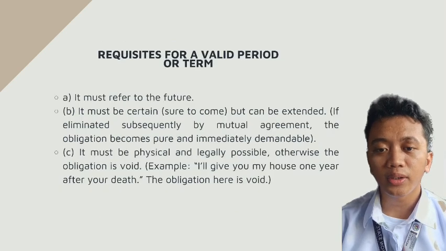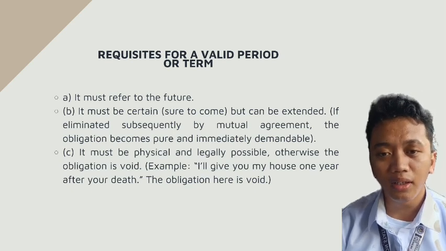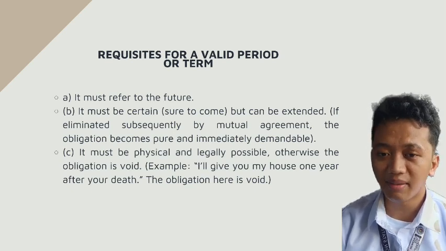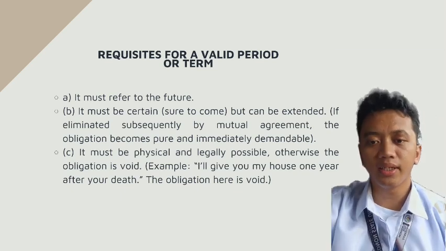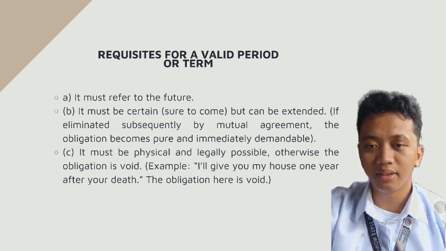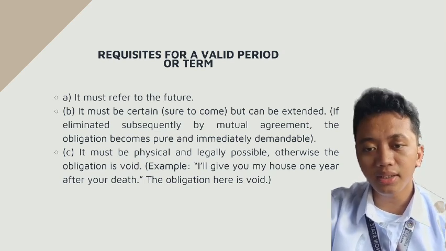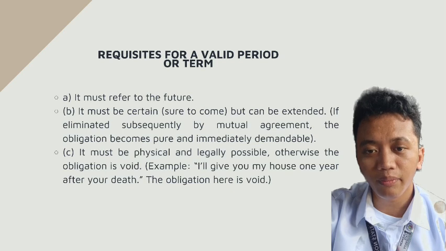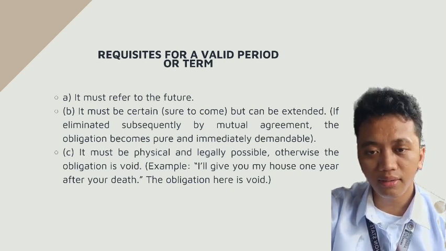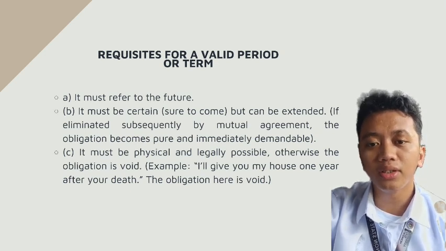So let's go to requisites for a valid period or term. First, it must refer to the future. Like I said before, a period will always refer to the future, not the past. Second, it must be certain or be sure to come, but can be extended if eliminated subsequently by mutual agreement. The obligation becomes pure and immediately demandable. Third, it must be physically and legally possible. Otherwise, the obligation is void. For example, I'll give you my house 1 year after your death. The obligation here is void.